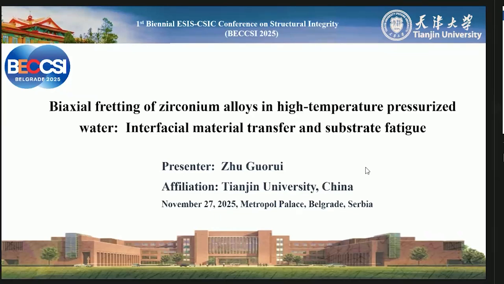My presentation is about the biaxial fretting of the zirconium alloys in high temperature pressure water and interfacial material transfer and substrate fatigue.